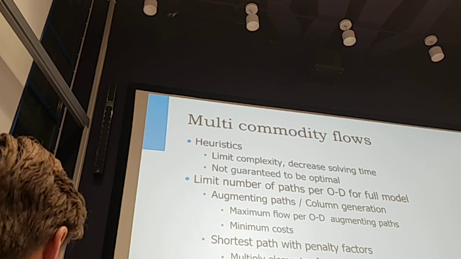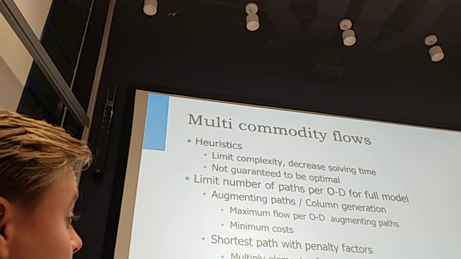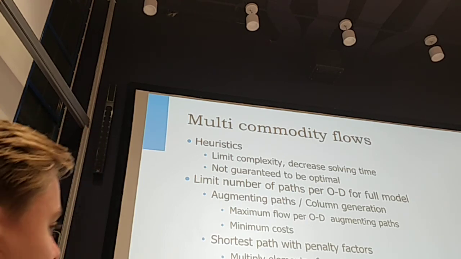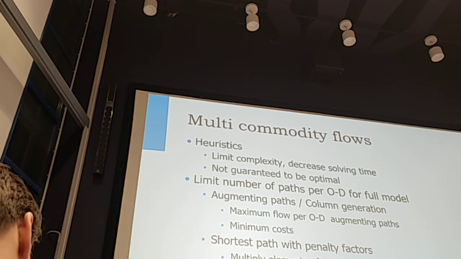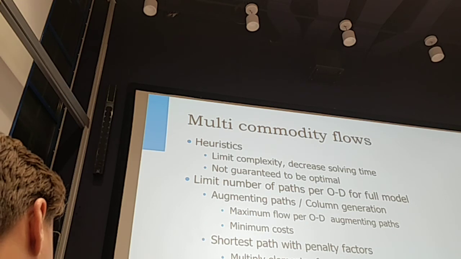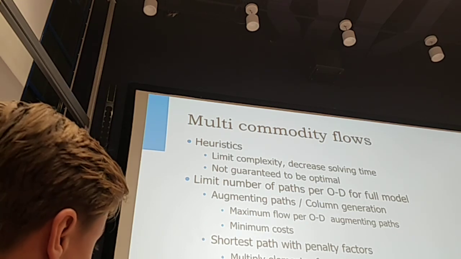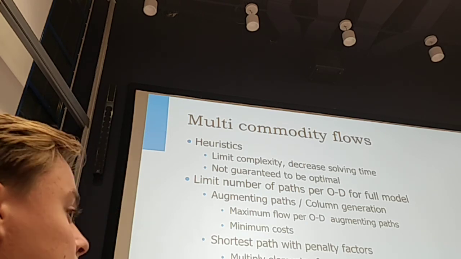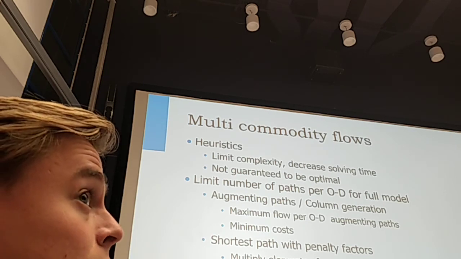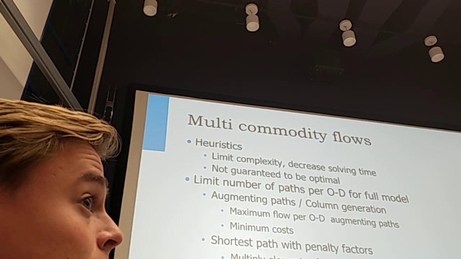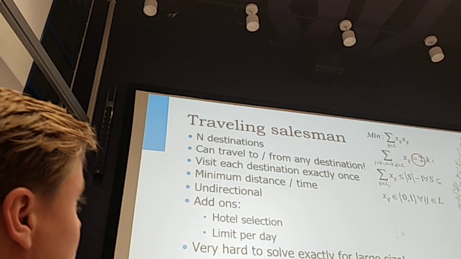So if you use augmenting paths, in this case, that is also known as column generation. Because a variable in the simplex is loaded into columns, what we're actually doing by creating a path is adding a variable. So by combining these, we can generate a path for each of the flows and create our overall model. So we can create a maximum flow per OD combination using augmented path, and then we can minimize the overall cost. Another option is a shortest path with penalty factors. So we can also get multiple possible paths from A to B, depending on the type of your network.